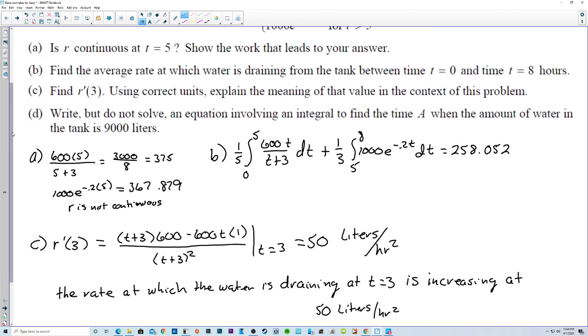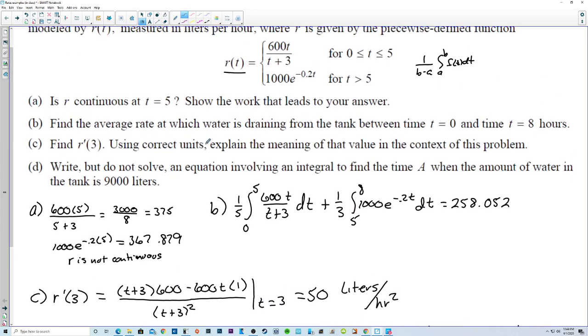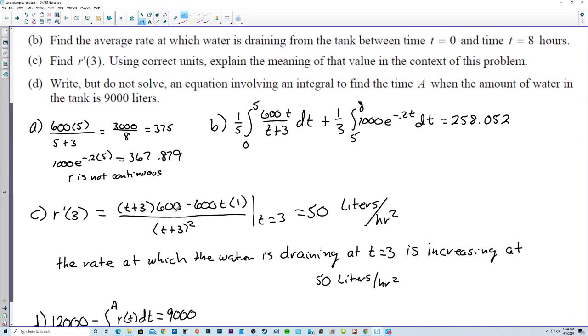Letter C, find R prime of 3 using correct units. Explain the meaning of the value in the context of this problem. So 3 is between 0 and 5, so we're going to take the derivative of that function right there. Now, I did the derivative by hand, but that's really not necessary because math number 8 will do derivative for you. So all I needed to really do is write R prime of 3 is equal to 50 and use the calculator to get that answer.